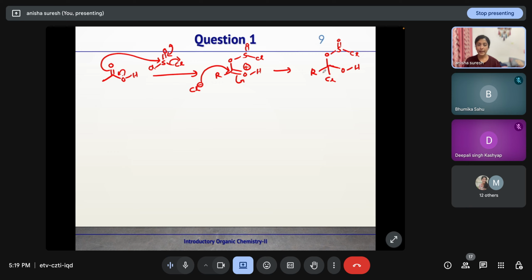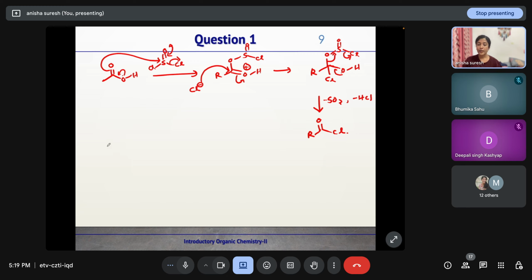Okay. And now this lone pair, once it will fall back, elimination of SO2 and HCl will take place, leading to formation of acid chloride. Okay, so this is how carboxylic acid is reacting with SOCl2, that is thionyl chloride, leading to formation of acid chloride.